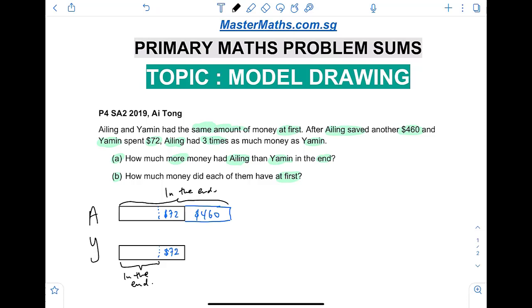Okay, so if you notice, for Aileen, her model is longer. Yamin is just this part. So how much more had Aileen as compared to Yamin? Basically, it's just this section right here. So the answer for part A is just $72 plus $460. That would give us an answer of $532. Okay, for part A, the answer is 532.